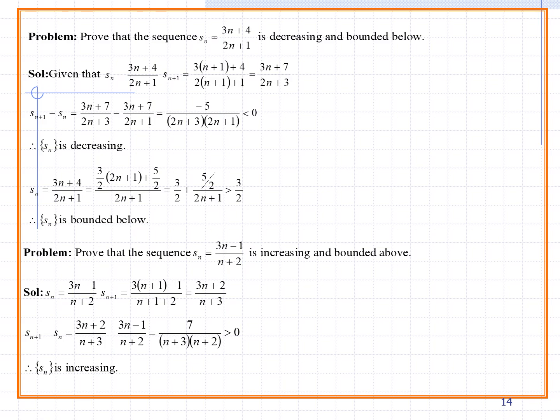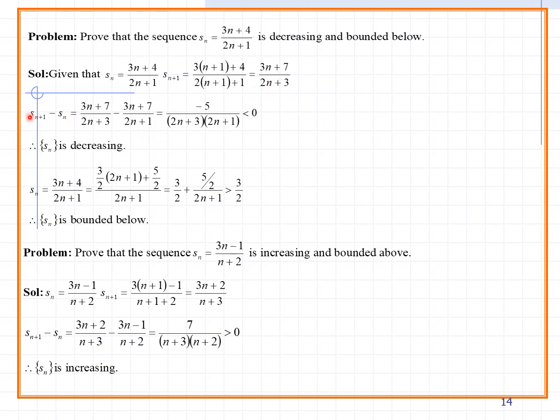The first problem: prove that the sequence Sn equal to (3n plus 4) by (2n plus 1) is decreasing and bounded below. So you can say it is decreasing, and at the same time bounded below. Here you compulsorily need two terms, because you are comparing. To say whether it is decreasing or increasing, you need two values. So Sn equal to the given one, and I need Sn plus 1, which means the next term. How do we get the next term? n is replaced by n plus 1 in the nth term. So the n plus 1 term is (3n plus 7) by (2n plus 3).